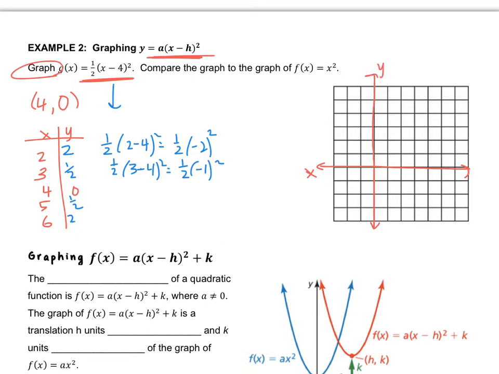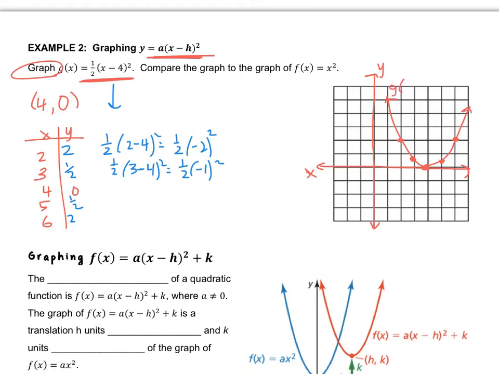So now let's plot (2, 2), (3, 1/2), (4, 0), (5, 1/2), and (6, 2). That is our function g of x.